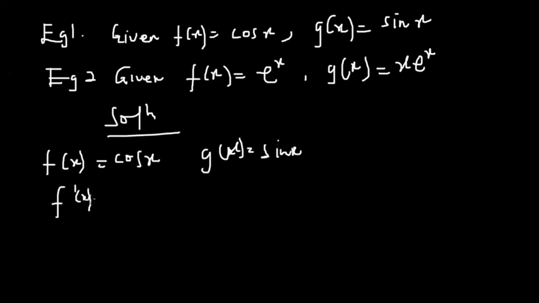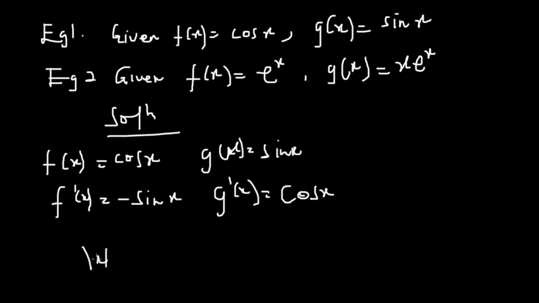Now let's take their derivatives. When you differentiate cos of x, you end up with minus sin of x, and once you differentiate sin of x, you end up with cos x. Now we are taking the Wronskian of those two functions, f and g, so we have f, g, and then f prime and g prime.